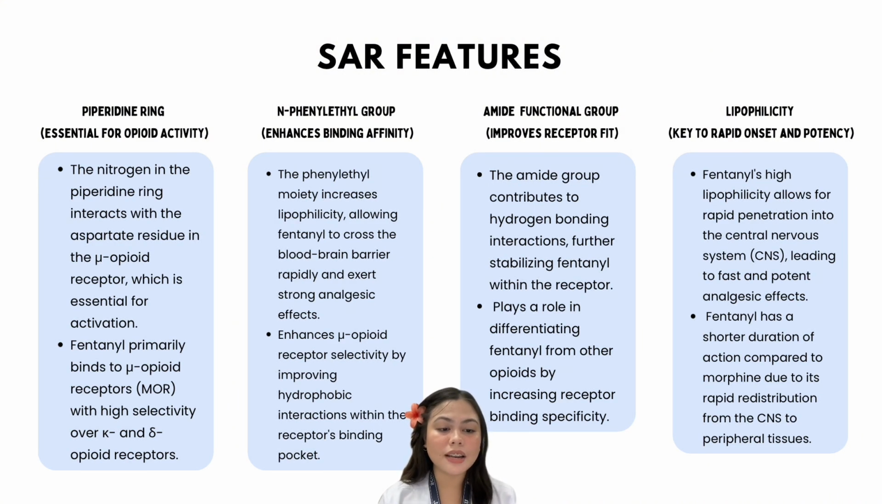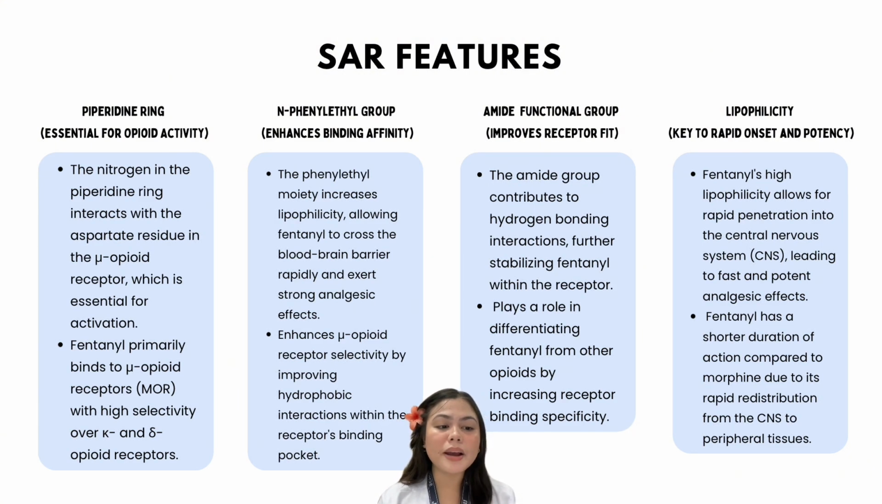The next one is the N-phenylethyl group, which enhances binding affinity. The phenylethyl group moiety increases lipophilicity, allowing fentanyl to cross the blood-brain barrier rapidly and exert strong analgesic effects. This enhances mu-opioid receptor selectivity by improving hydrophobic interactions within the receptor's binding pocket.